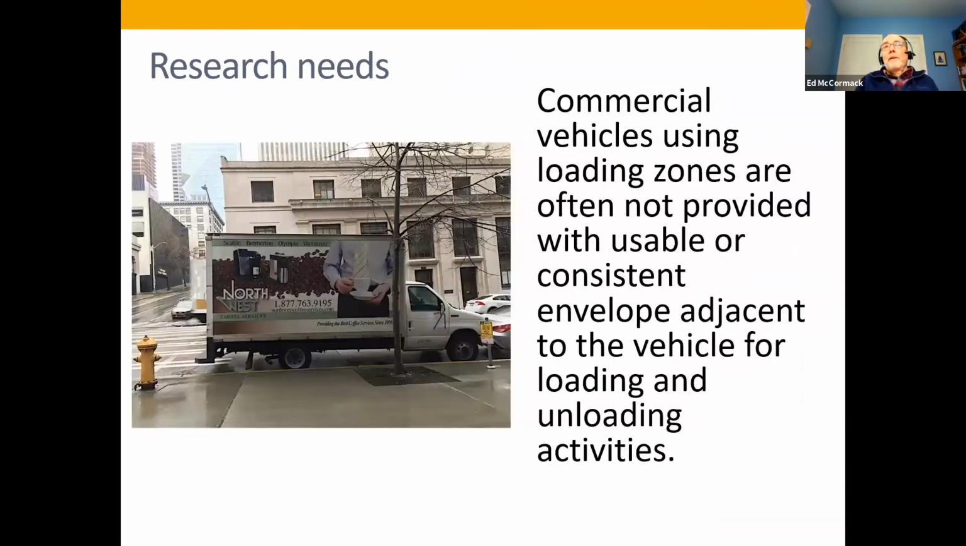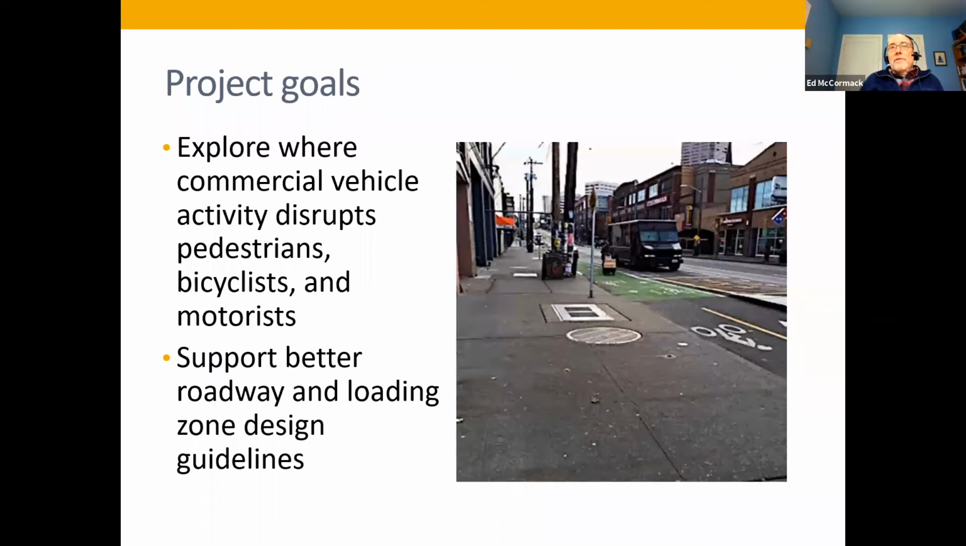So the research need that this project addresses is that commercial vehicles using load zones aren't really provided with a usable or consistent envelope, and that's the space around the vehicle to do unloading and loading activities. And so the goal of the research project was to explore where commercial vehicle activity disrupts pedestrians, bicyclists, and motorists. We focused mainly on bicyclists.